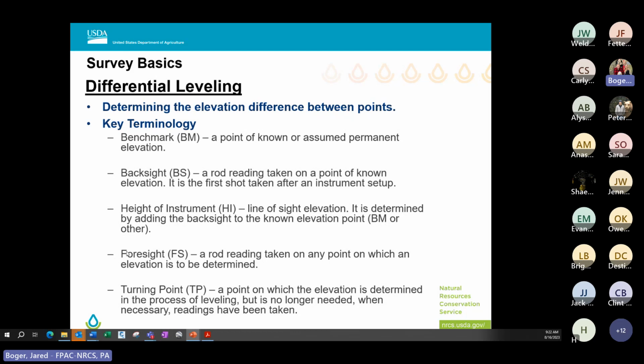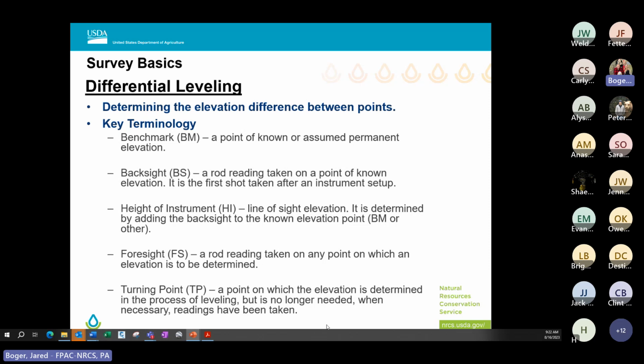Okay. And then your foresight is any rod reading taken at any point at which an elevation is determined. So essentially that's going to be your side shots. That's when you're going to be taking the crucial survey points when developing or planning for a design.